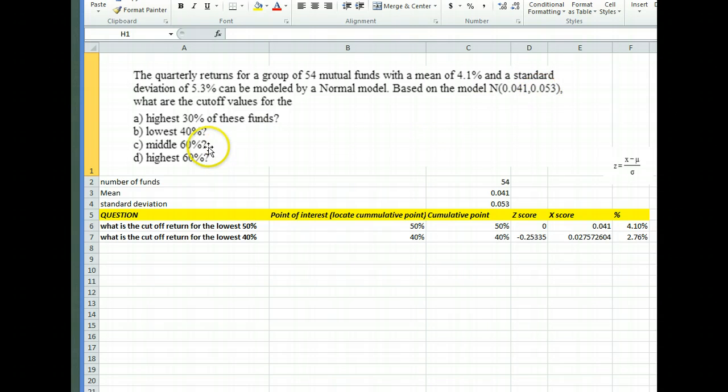We are asked to find the cutoff values. So at what percentage of return do we find the highest 30% of these funds, the lowest 40%, the middle 60%, and so on. Now, before we get into that, I want to show you real quick the bell curve, and forgive the sketchy drawing.